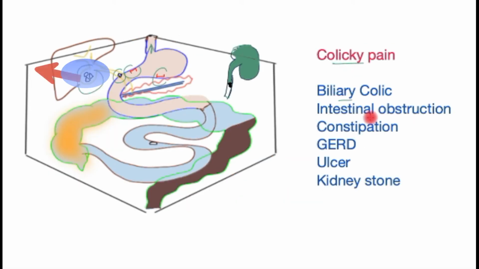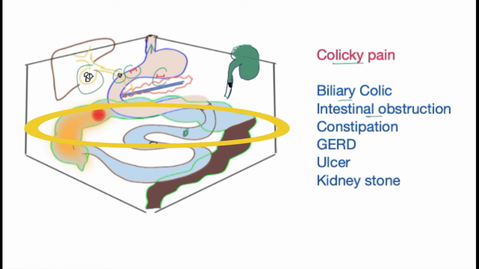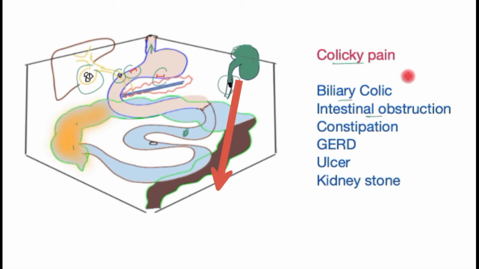Biliary colic, intestinal obstruction, either in the small bowel or the large bowel for whatever reason, will give rise to colicky abdominal pain. Constipation, as shown over here, with large quantity of stool in the colon. And finally, kidney stone. All of these will give rise to colicky pain.